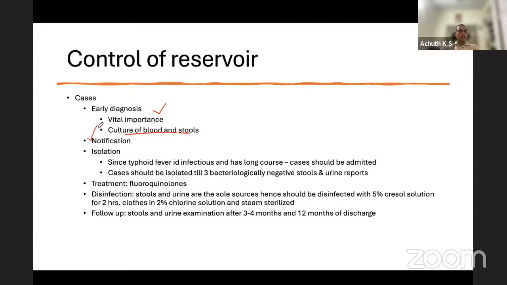Notifying the disease. It is one of the notifiable diseases. You might have a short answer question called list the notifiable diseases in India, which will come later. And isolation of the cases.